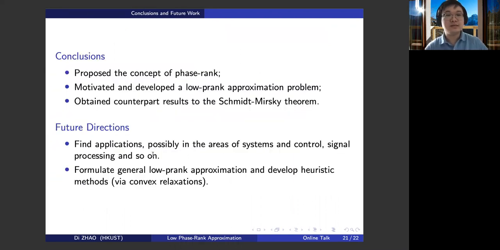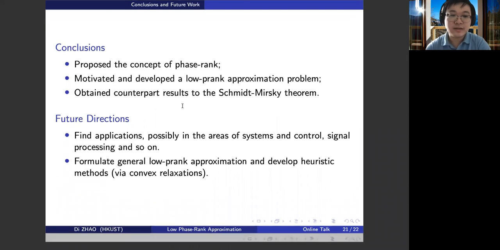So this comes to the end of this talk. Today I briefly introduced the problem of low phase rank approximation, starting with the concept of phase and phase rank. Then we motivated ourselves by low rank approximation and developed the low phase rank approximation. Again motivated by the Schmidt-Mirsky theorem for low rank approximation, we obtained the counterpart results to this theorem in the phase approximation.